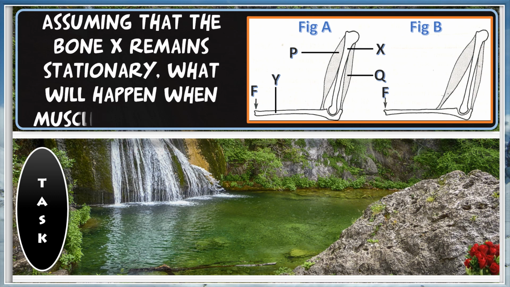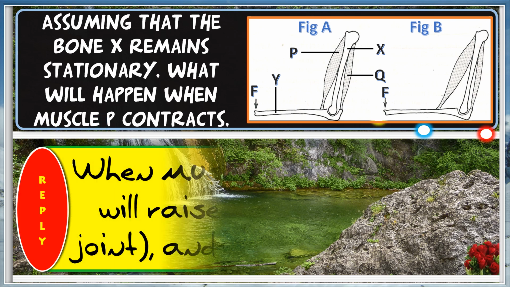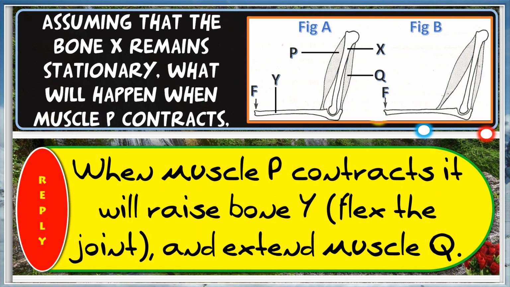Assuming that the bone X remains stationary, what will happen when muscle P contracts? When muscle P contracts, it will raise bone Y or flex the joint and extend muscle Q.